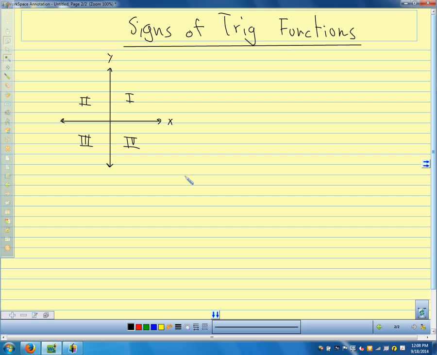So in the first quadrant, my x-coordinates are positive, my y-coordinates are positive. So what trig functions are going to be positive and what trig functions are going to be negative? All are going to be positive. So all positive.